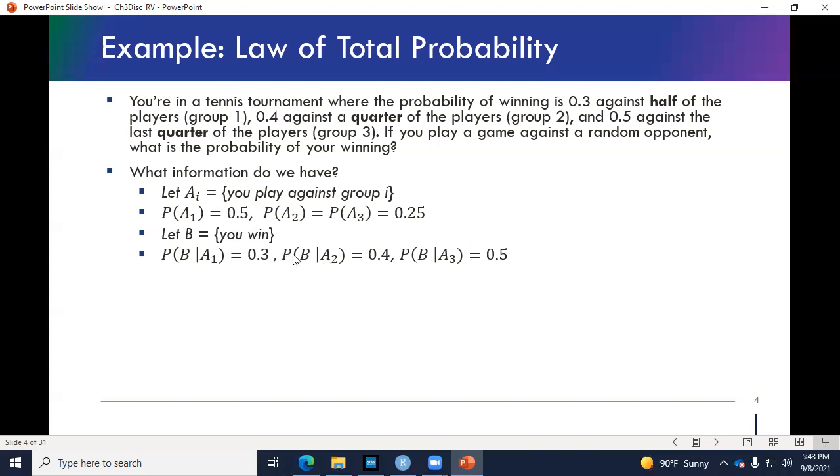Similarly, you can write this conditional probability given A2 is 0.4. So given A2 is this probability, and given A3 is this. This is what is telling you in this statement. So this is a conditional probability. Given that you meet group 1, the probability of winning. Given that you meet group 2, the probability of winning. And group 3.